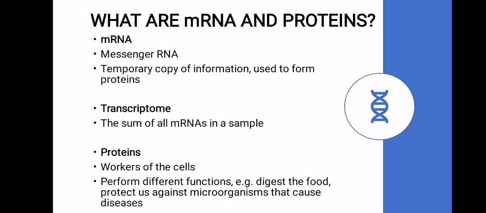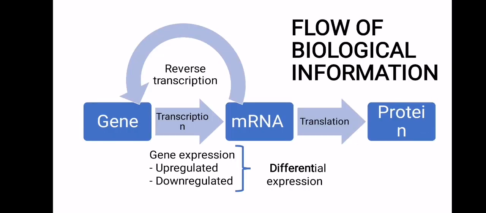What are mRNAs and proteins? mRNA is messenger RNA. Messenger means it will convey the message. It's a temporary copy of information used to form the proteins. The sum of all these mRNAs in the cells or in the tissues will be known as the transcriptome. And then the proteins, which are the workers of the cells, perform different functions like digesting our food, protecting us against microorganisms so that we wouldn't fall sick, and other functions.